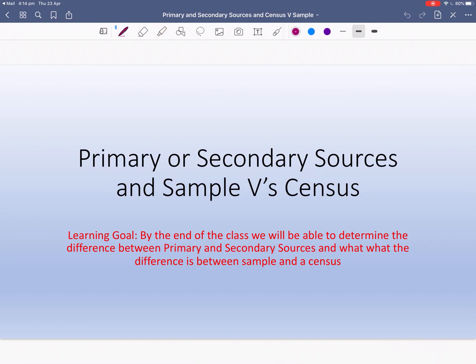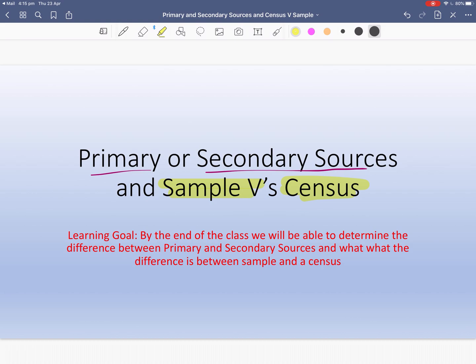So in this lesson, we're going to look at two different things, okay? We're going to look at primary and secondary sources. Now, primary and secondary sources is something that relates not only to maths, it relates to history and English. So you'll see it multiple times, so hopefully you get really good. And the second part is sample versus census, all right? So you've probably heard the word census, and we're going to look at this.